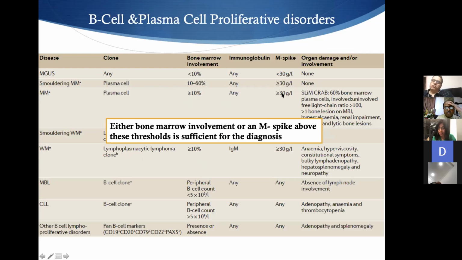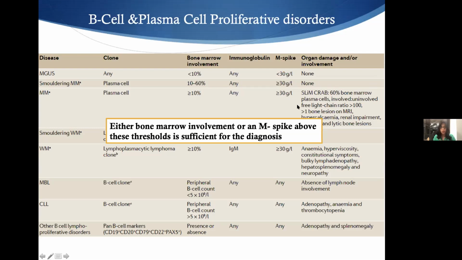So if I have an M spike which equals 30, which is borderline, and I have no SLiM CRAB criteria for myeloma, but I have a suggestive biopsy and a bone marrow of more than 10% infiltrate, then this is multiple myeloma. It's not even smoldering. This is full-blown multiple myeloma. Or the other way around, if I have less than 10% bone marrow involvement, but I have an M spike which is really high, and I have any of the CRAB criteria, which includes end organ damage, which is the kidney, then this would be sufficient for diagnosis.